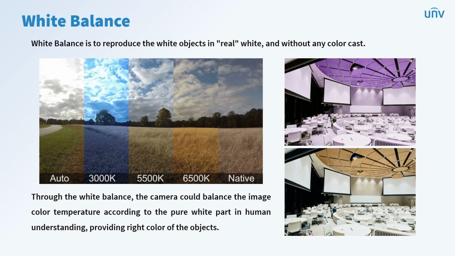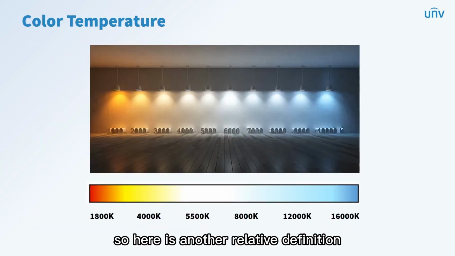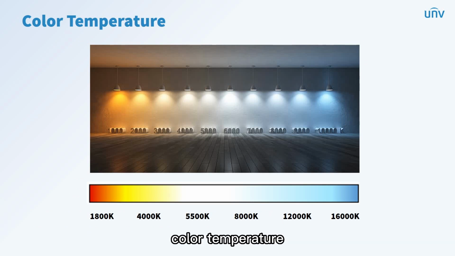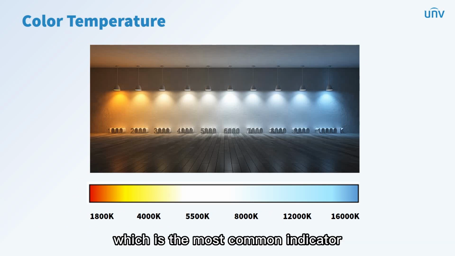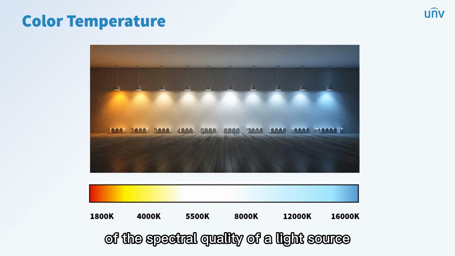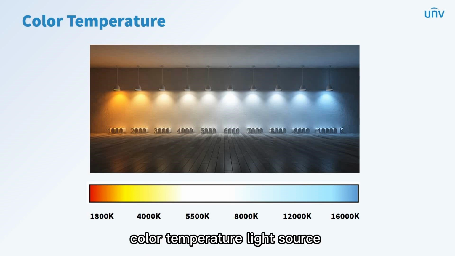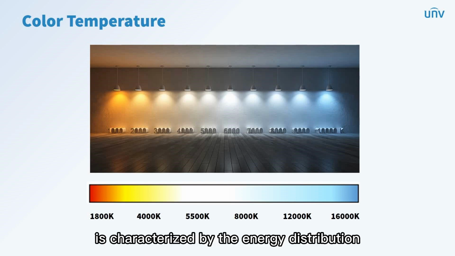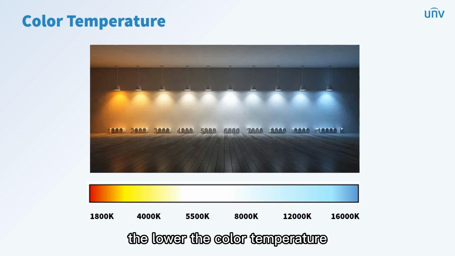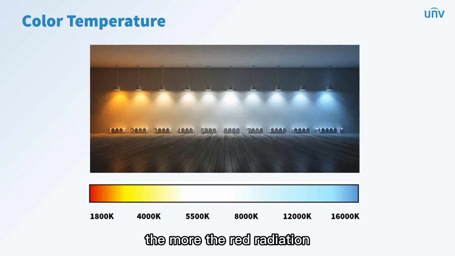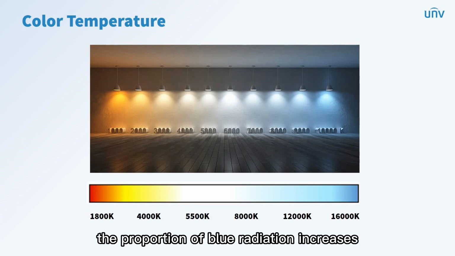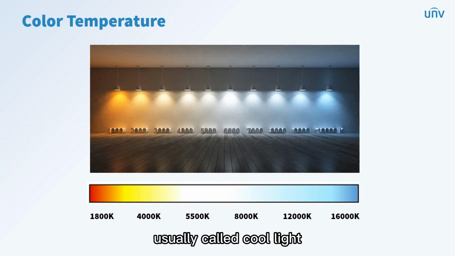Therefore, without additional processing, the color of the photograph would appear to change according to the different color temperatures of the light source. So, here is another relative definition: color temperature, which is the most common indicator of the spectral quality of a light source. Color temperature of a light source is characterized by the energy distribution. The lower the color temperature, the more the red radiation, usually called warm light. As color temperature increases, the proportion of blue radiation increases, usually called cool light.